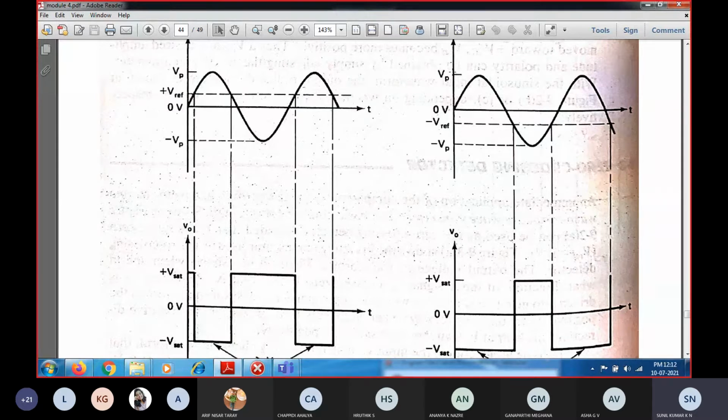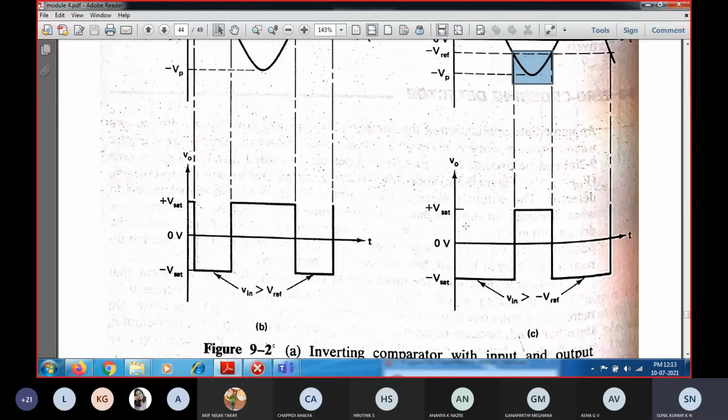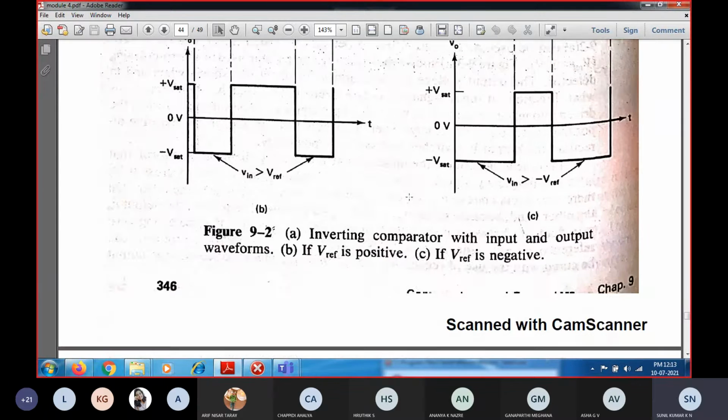So as long as the input voltage is connected to the non-inverting terminal, as long as the input is greater than the V reference, the circuit is going to have a negative saturation. Whenever the input voltage is greater than the V reference, the output will get into negative saturation. Till then, the output will be in negative saturation itself. So this is about the inverting comparator circuit.